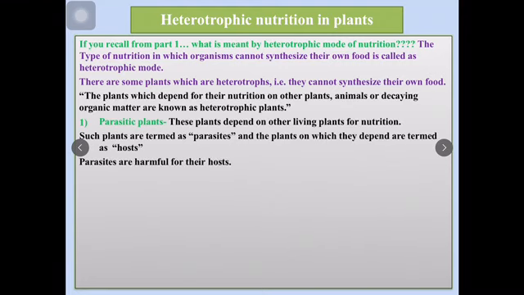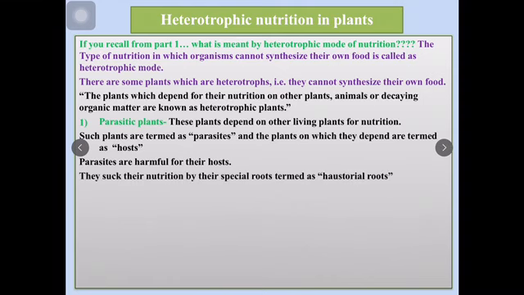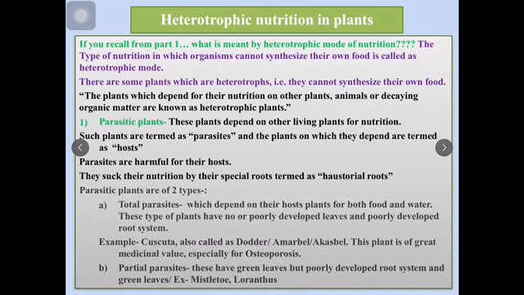Parasites are always harmful for their host. Parasitic plants take their nutrition from their host by their special roots termed as haustorial roots. We have studied about the haustorial roots in class 6 also in the modifications of leaves. Parasitic plants are of two types, total parasites and partial parasites.